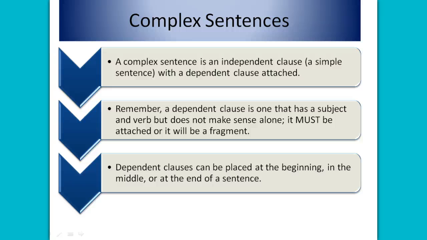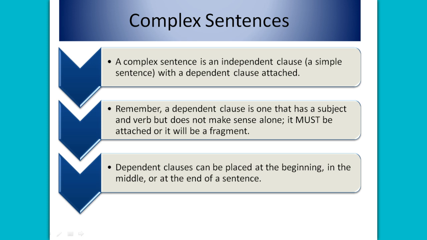I'm going to talk to you today about complex sentences. A complex sentence is an independent clause or a simple sentence that has a subject, a verb, and independent meaning with a dependent clause attached. Remember, a dependent clause is one that has a subject and a verb but does not make sense alone. It must be attached to an independent clause or it will be a fragment.